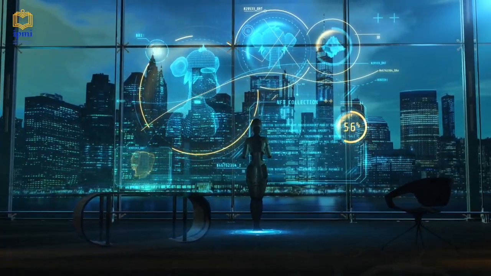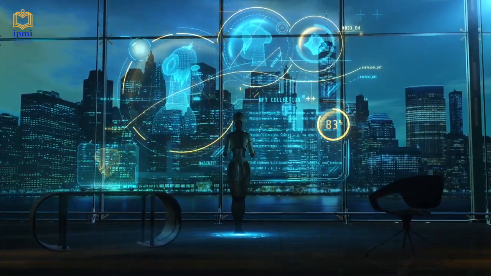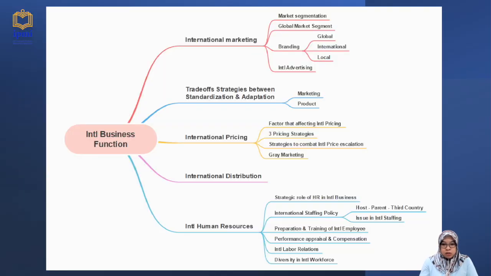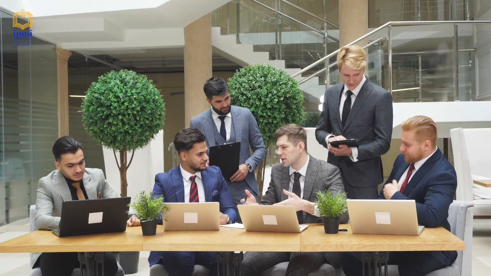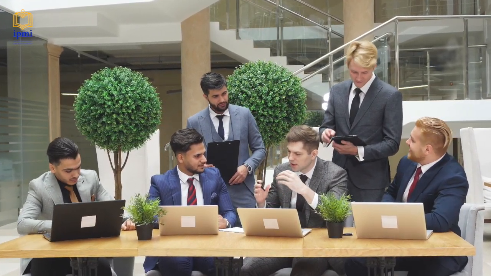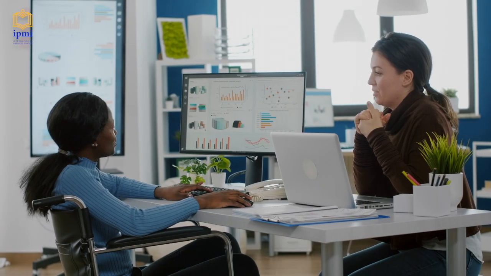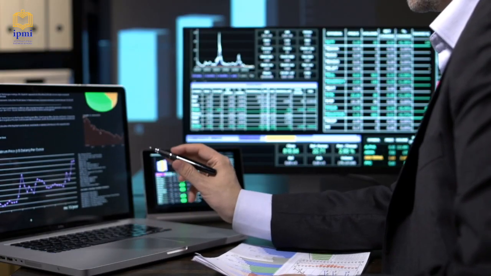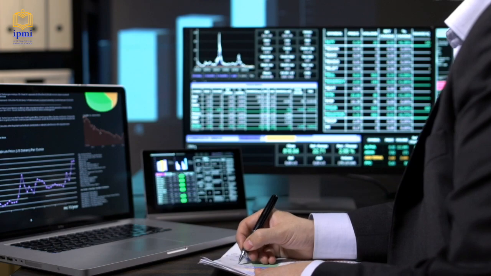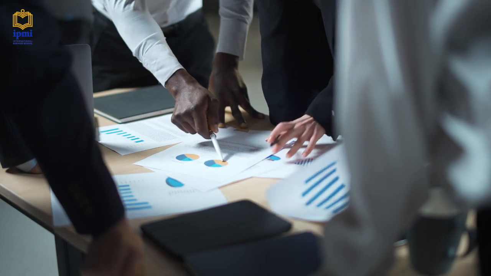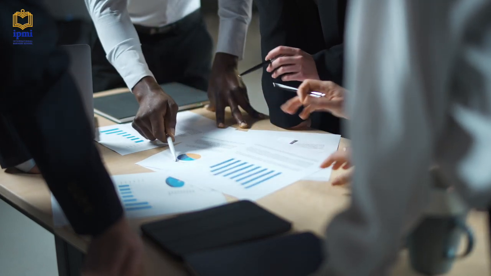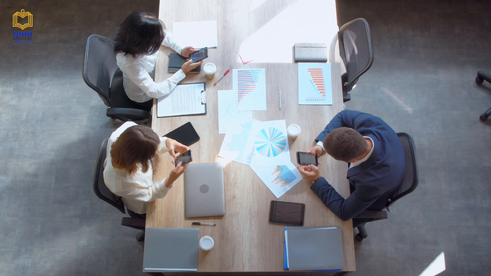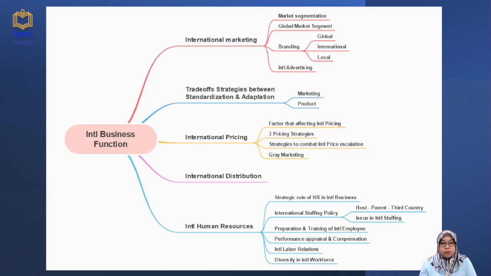International staffing policy involves choosing between host, parent, and third country nationals to fill different positions. Preparation training for international staff is essential to ensure they understand local cultures, language, and work practices. Performance appraisal is necessary to evaluate staff performance and identify areas of improvement. Labor relations in international business involve dealing with local labor laws, unions, and employment practices. Diversity in the international workforce involves managing cultural and linguistic differences to create an inclusive work environment.